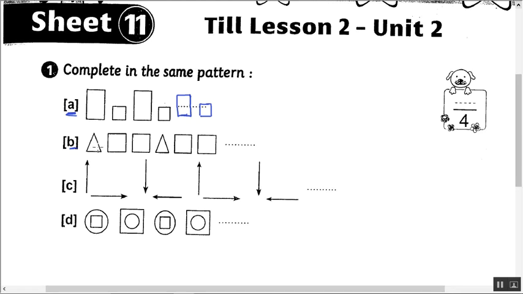Question B. Here we have triangle, square, square. Here also we have triangle and here we have two squares. So the next pattern here it will be triangle and here we have two squares.